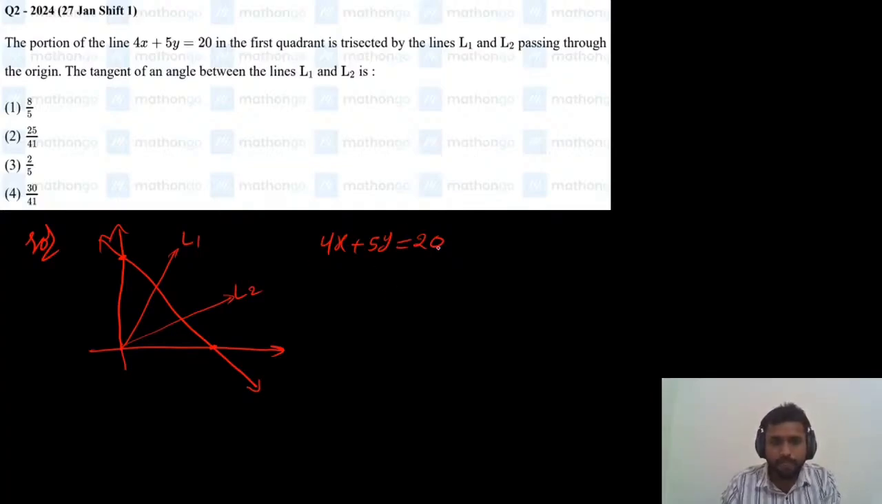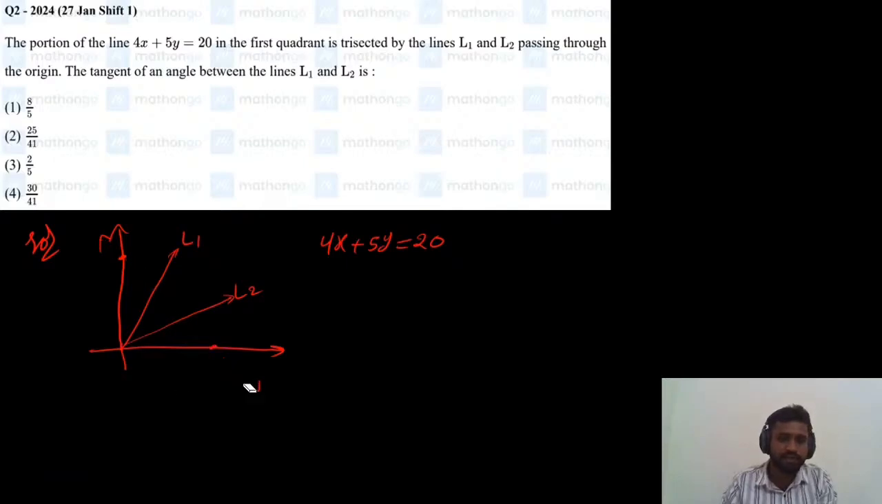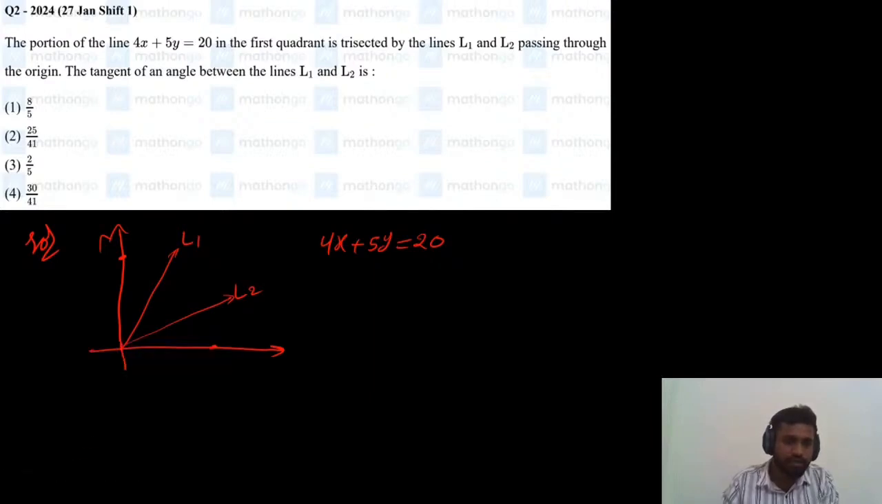At which point does the given line intersect the x-axis? On the x-axis, y will be 0, right? So if we put y as 0 here, the x value will be 5. So this point is (5, 0).